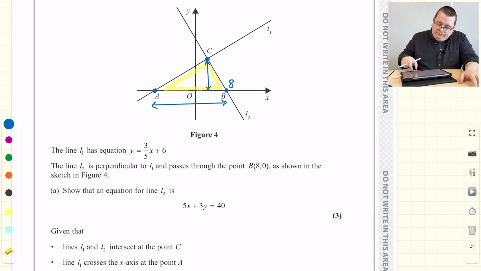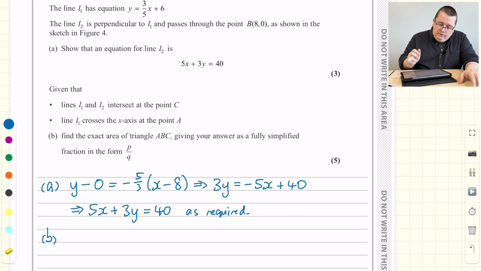So the line L1 has the equation y equals 3/5 x plus 6. Let's rearrange it. Multiply both sides by 5.